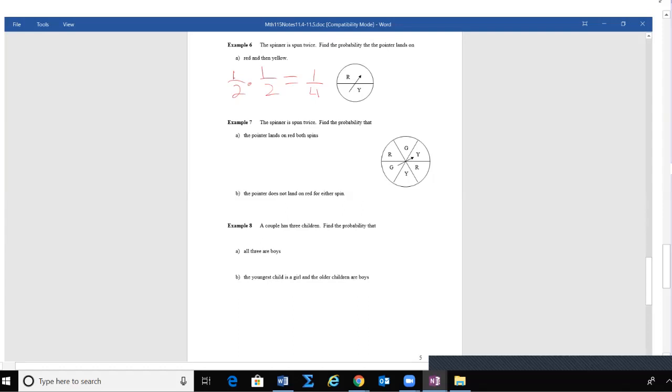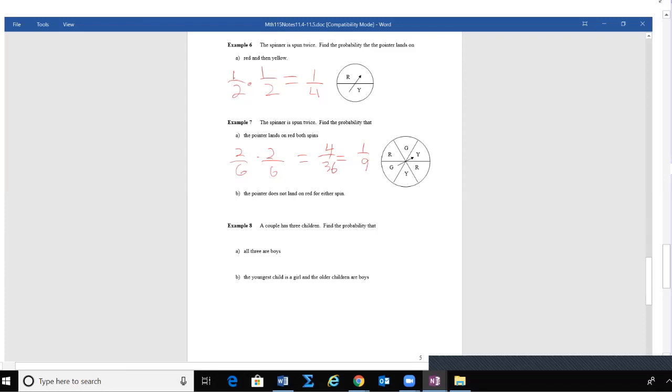The spinner is spun twice. Find the probability the pointer lands on red both spins. How many reds do we have here? Assume each one occurs with the same likelihood, so 1/6 probability for each of these colors. We have 2 reds, so that's 2 out of 6 on the first spin, and then 2 out of 6 on the second spin. That reduces to 4 out of 36, which is 1/9, right?